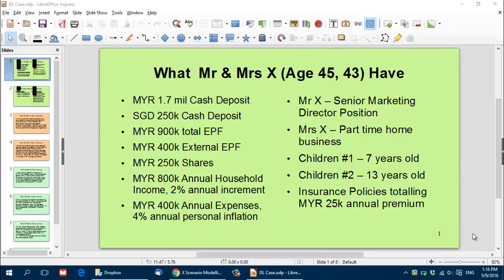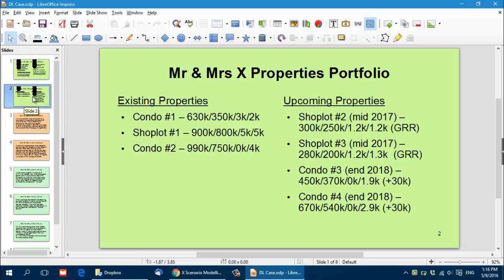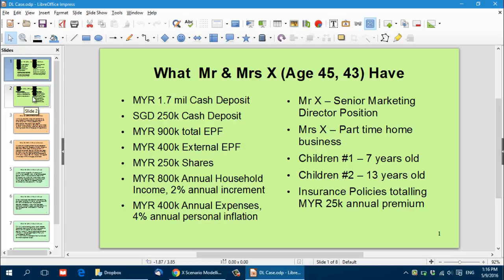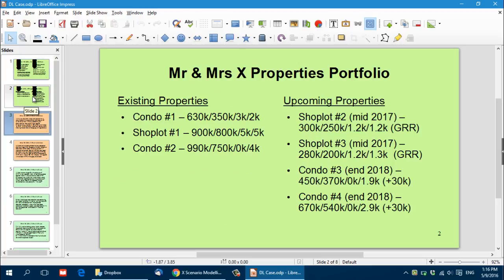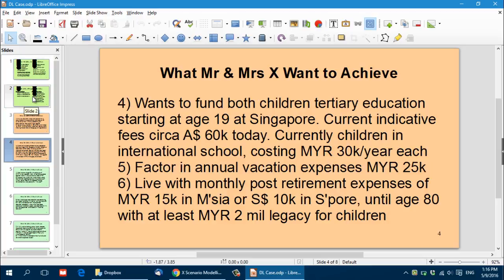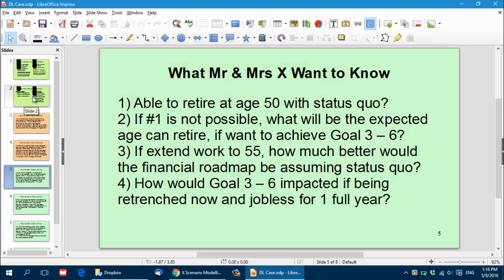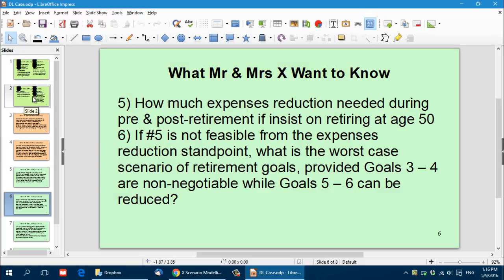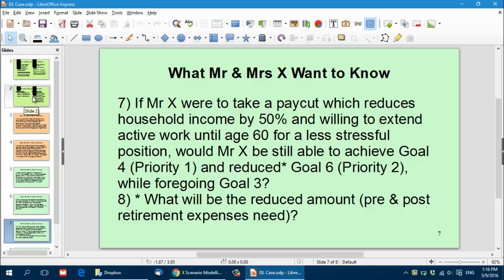This is a continuation of the previous scenario case study, where Mr. and Mrs. X have a portfolio, assets and liabilities as such. What they want to achieve is listed here, and what they want to know, their burning questions, are listed here.